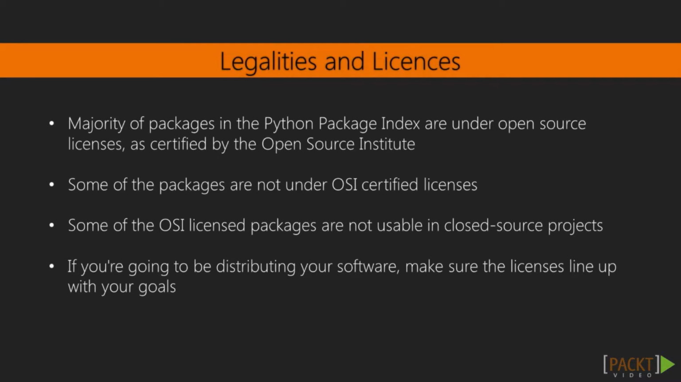The vast majority of packages in the Python package index are under open source licenses, as certified by the Open Source Institute. That means basically that they can be freely used and distributed to other open source projects. In most cases, the licenses are more liberal than that, allowing you to use the software as part of your project even if you don't open source your own code. Most does not mean all, however. Some of the packages are not on certified licenses, and some of the OSI licensed packages are not usable in closed source projects. If you're going to be distributing your software, take a moment to make sure that the licenses line up with your goals.